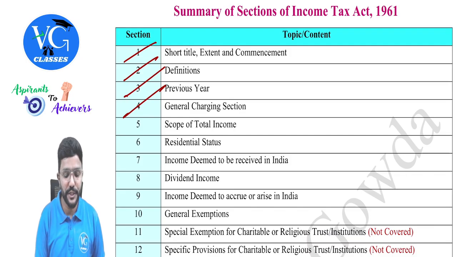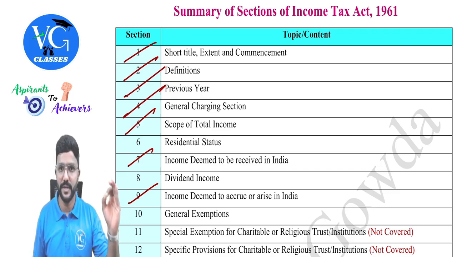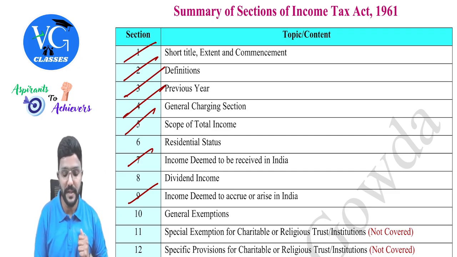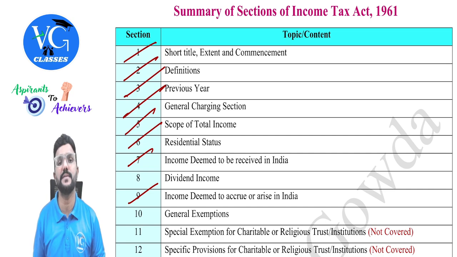We have marked till section number 4, which we have covered in first chapter. Then we covered section 5 along with section 7 and 9 in chapter 2. Then we also covered residential status as per section 6, guys. And especially residential status is a very important topic for you in your exams. That too, residential status of individual. So totally there are 7 subsections under section 6.